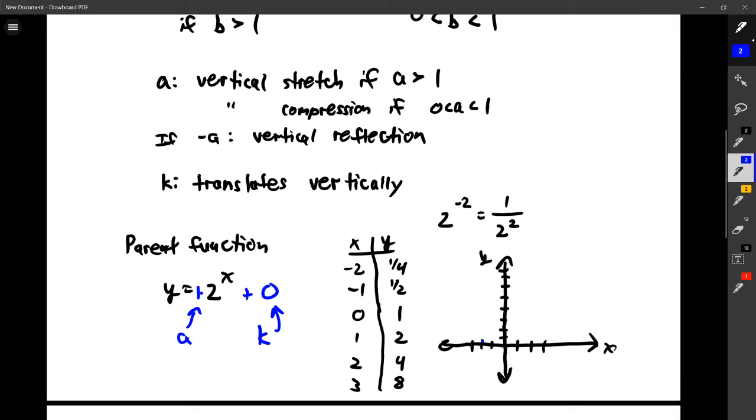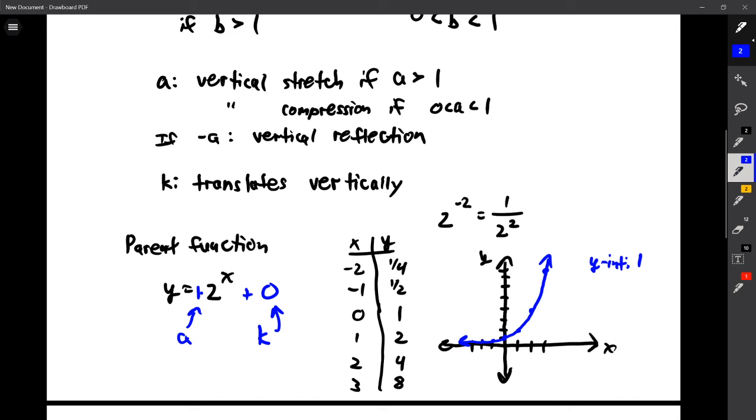All right, then when x is negative 1, y is 1 half. When x is 0, y is 1. When x is 1, y is 2. When x is 2, y is 4. When x is 3, y is 8. So we connect the dots and approximate, and we get something like that. And there's our exponential growth shape. Okay? Now, one thing to note, the y-intercept. Notice the graph is crossing the y-axis at a y value of 1. Okay, so we could say our y-intercept here is 1.